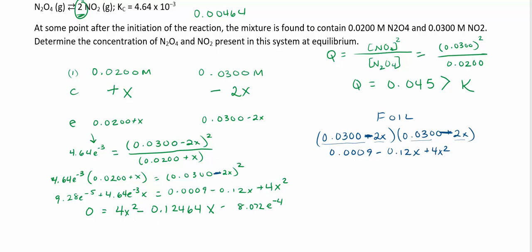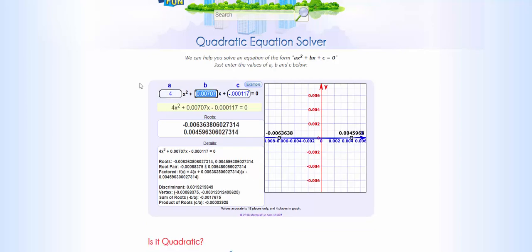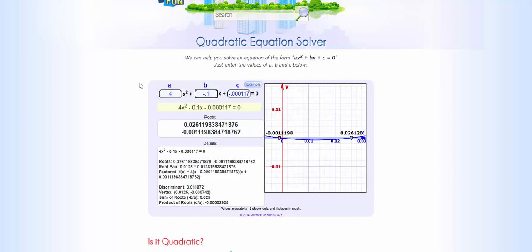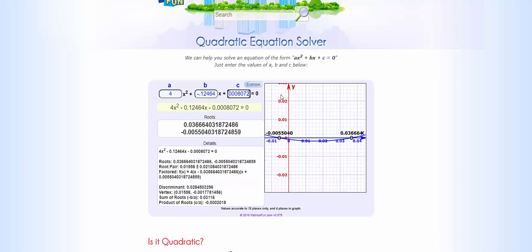So as before, this is my A value, this is my B value, and it is negative, and this is my C value, and it is negative as well. So I'm going to take this over to the quadratic equation solver. My A is 4, my B was a negative 0.12464, and my C was a negative 8.072 times 10 to the negative fourth.